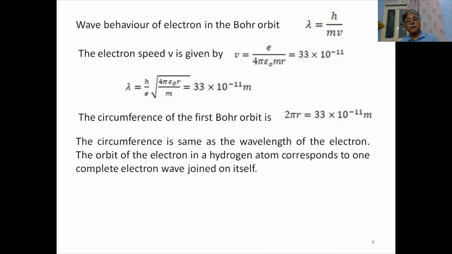Now, this circumference is the same as the wavelength. Okay? So the orbit of the electron in a hydrogen atom corresponds to one complete electron wave joined on itself.